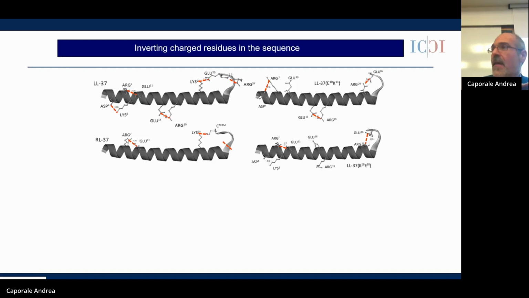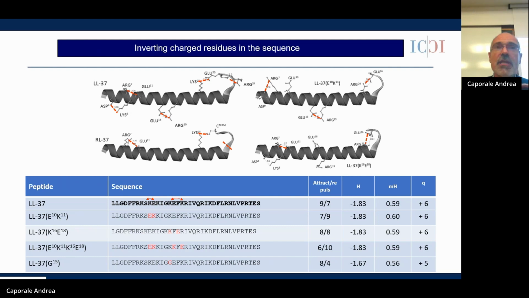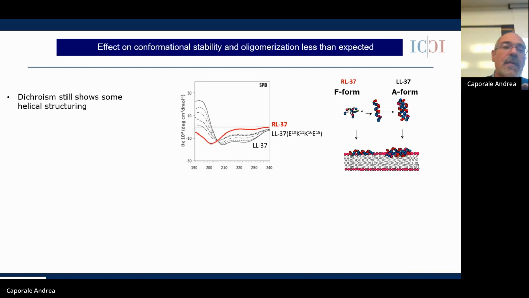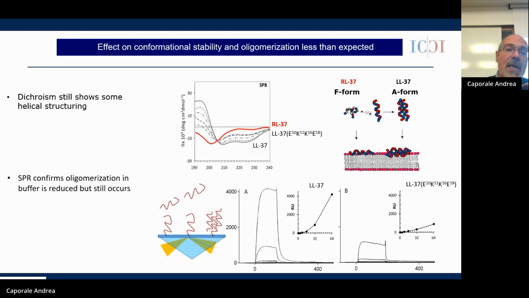So we study the effect of salt bridge in the stabilization of structure, because we know that LL-37 is an amphipathic helix. The first approach was to change the charge in the sequence in order to destabilize it. And what did they find? They found that the structure is still an alpha helix. Obviously there is a decrease, and you can see the effect of the decrease of structure in this CD, but we still have an aggregate form and a structural form. And in a study of SPR, it's possible to observe that the oligomerization is reduced, but still occurs.